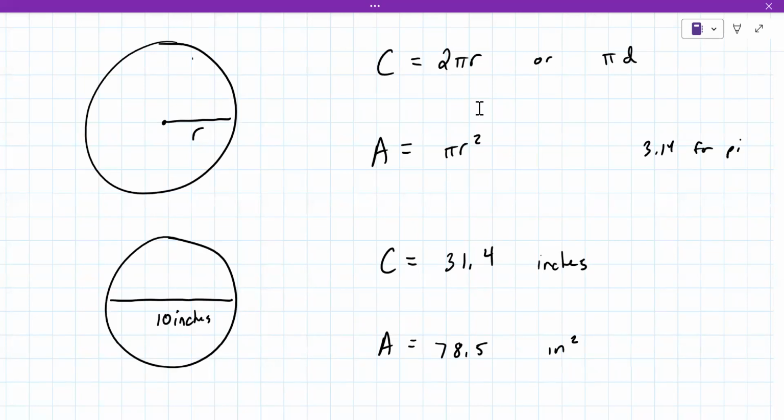You also may be asked to go backwards, but I can't say for sure. So we'll get to that in a bit.